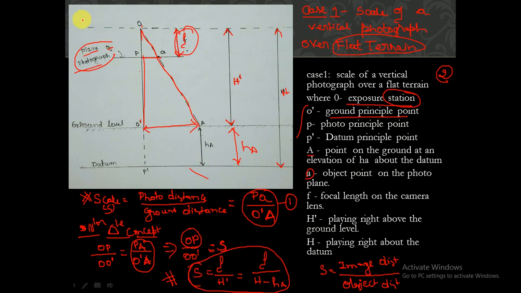Either in the exam they may ask you for the derivation, or they may ask you to solve problems. In some of the competitive examinations, they will also ask how to find the scale. This is how simple it is. This derivation is done for flat terrain. Next, in case 2, we'll do the same thing for varying terrain.